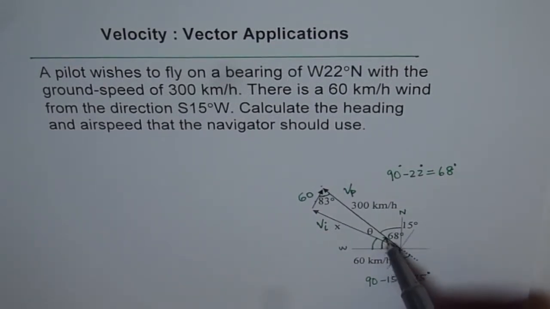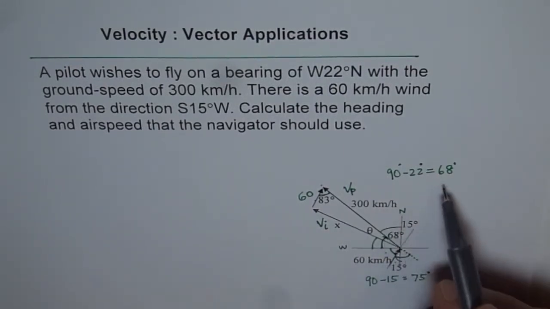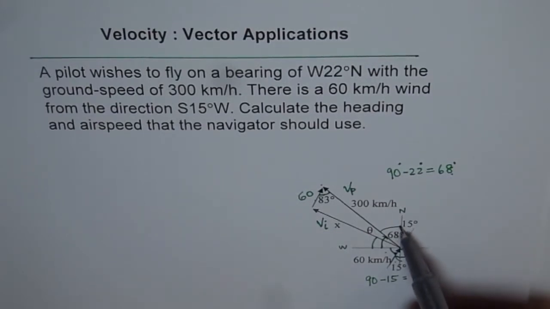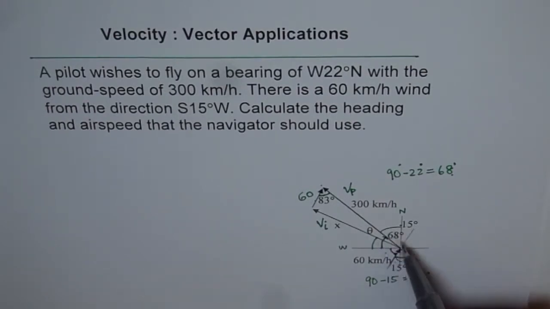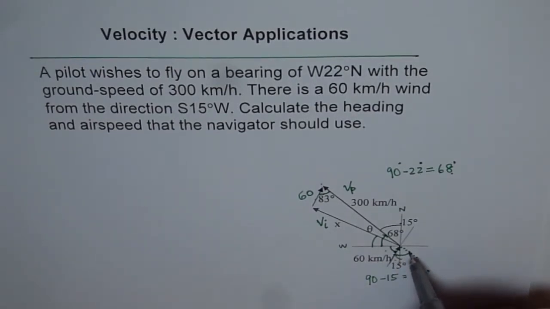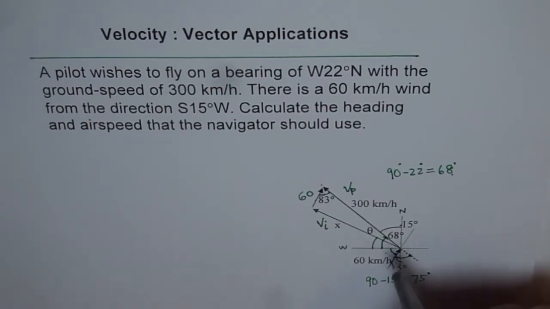When this is 22, then this angle is 68, as you can see. From north, the final direction is 68 degrees west of north, and that is a vertically opposite angle. So the one shown to you is also 68, from here to here, correct? So we have this line coming like this and this line, so this is 68.